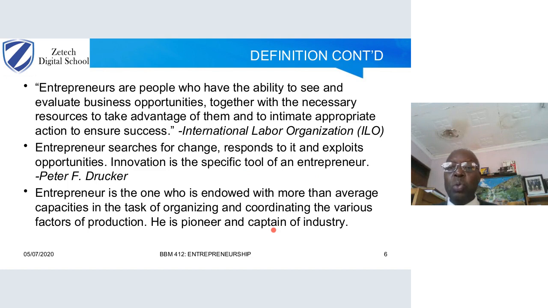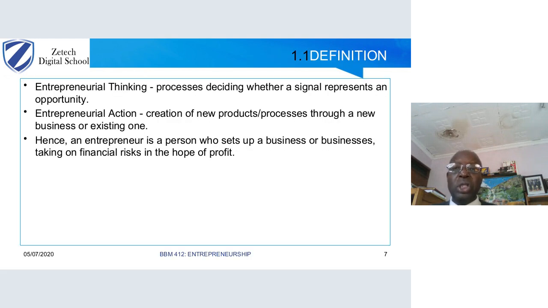Peter Drucker defined entrepreneurs as searching for change, responding to it, and exploiting it. An entrepreneur is one who is endowed with more than average capacity to see, organize, get started and move. And as we see also, I'm sure we can look around and there are many people who are doing things differently from others and are succeeding. They have an entrepreneurial mind. Entrepreneurial thinking comes in when you have an entrepreneurial mind. Processing, thinking of what is possible. They look at possibilities, not impossibilities. They take action in terms of producing products, services, and so on.